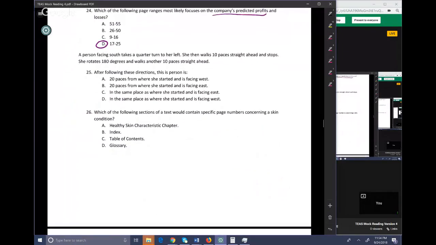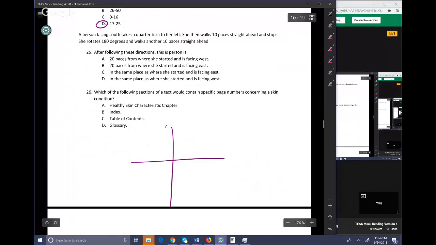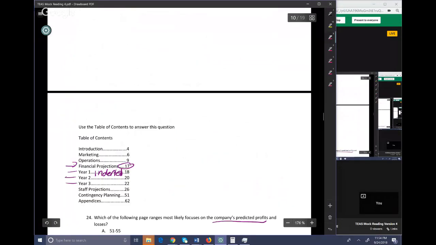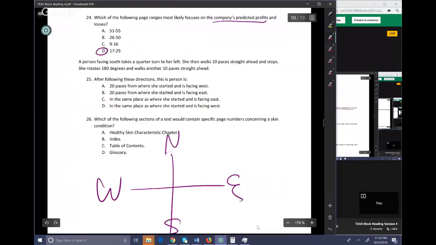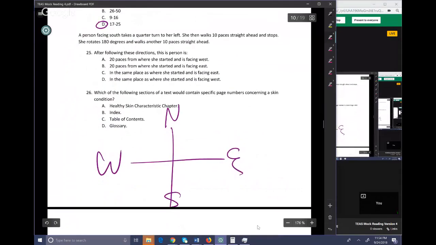A person facing south takes a quarter turn to her left. For this question, I made a compass. And I said a person is facing south. So she's standing right here and she's facing south. She takes a quarter turn to her left. So she's standing right here. And when she takes a quarter turn, if you're basing this on a compass, she's now facing east and standing in the center. She walks 10 paces. I made up what that would be.